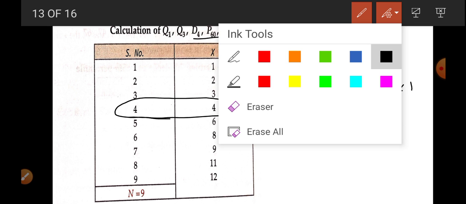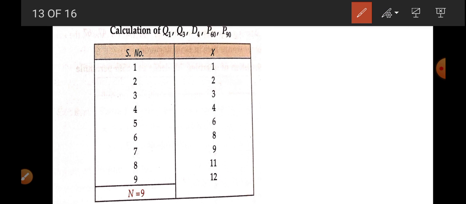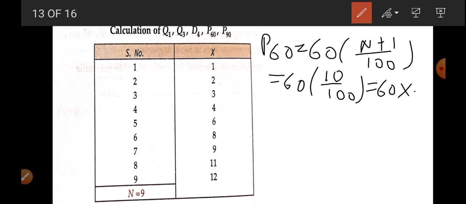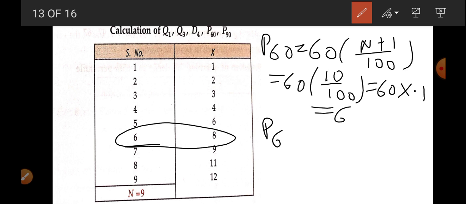Now we are going to calculate P60. So P60 is 60 times n plus 1 upon 100. So it is 60 times 10 upon 100, that is 60 multiplied by 0.1, so 6. The 6th item is what? 8. So P60 becomes 8. This is your P60. Okay student.